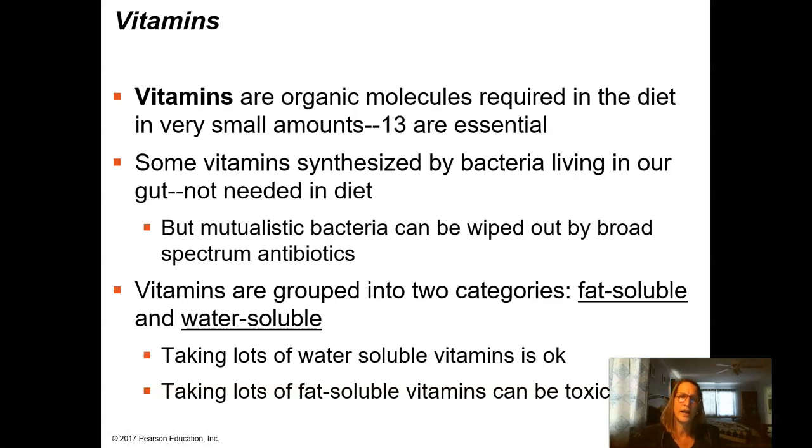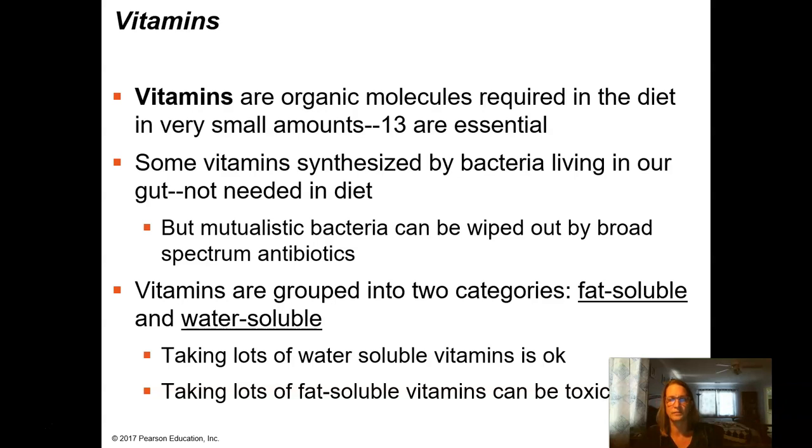Vitamins are organic molecules that are required in the diet in very small amounts. That's actually the definition: vitamins are required in small amounts. And there are 13 essential vitamins that animals need in their diet. Some vitamins are synthesized by bacteria that are living in our gut. These are mutualistic bacteria that live in our gut, and they actually create vitamins. And because of that, we don't need those in our diet.